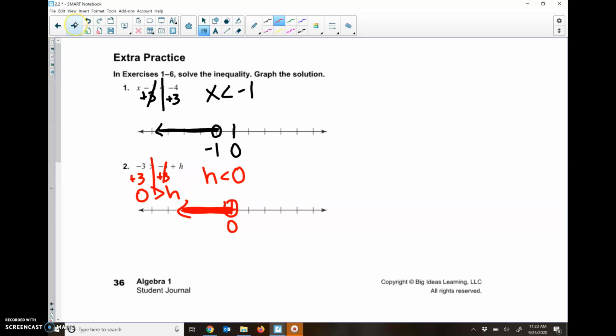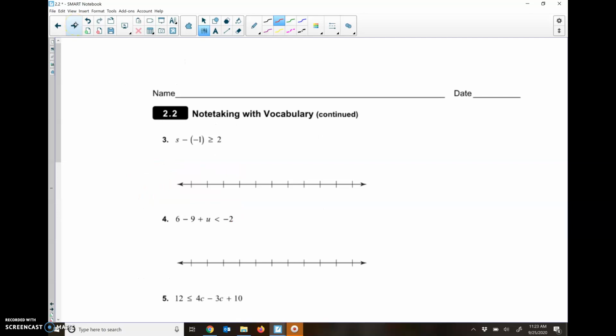All right, let's look at another one. This one can get kind of tricky because you have the minus a negative. So remember that minus and negative just turns into one big plus sign. So s plus 1, so I'm going to minus 1. So s is greater than or equal to 2 minus 1 is 1.